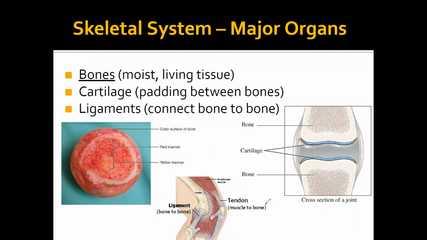Ligaments are going to connect bones to other bones. A tendon is going to connect muscle to bone. So tendons and ligaments are two very different things. Ligaments are part of the skeletal system only because they connect bone to bone, whereas tendons are kind of a connection between the muscular system and the skeletal system.